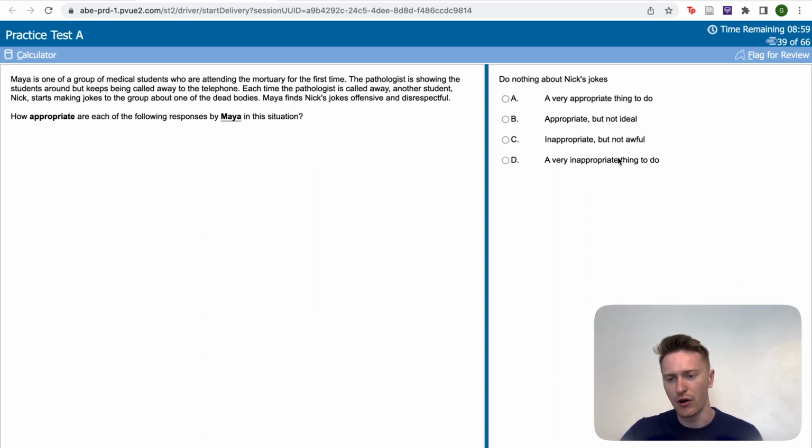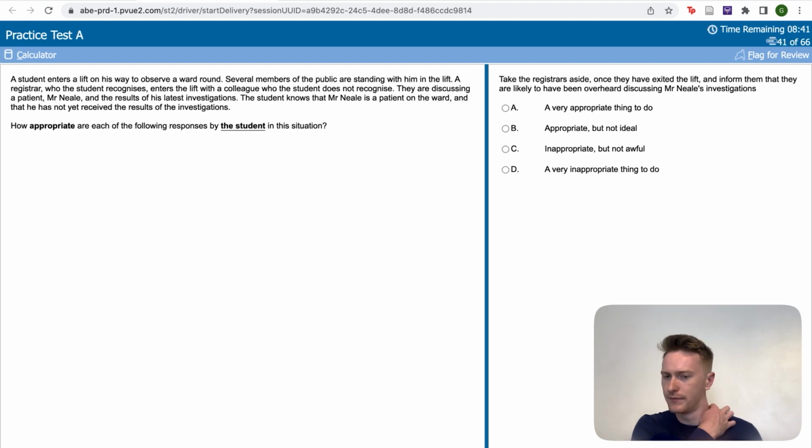Do nothing. Inappropriate. Always inappropriate. Tell Nick in front of the rest of the group to stop making such comments. This is a lot more confrontational. So it's either B or C. Is it a good thing or is it not? I think it's a good thing. It deals with the problem, but it's not doing it in the best way.